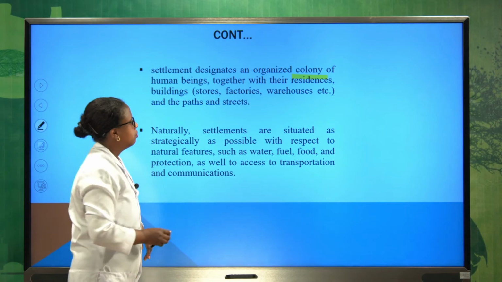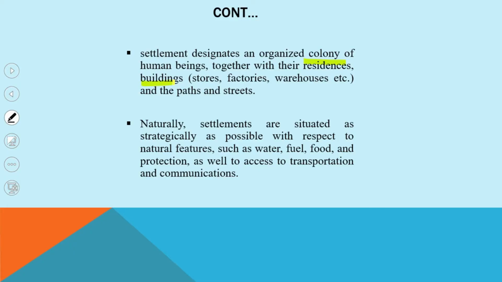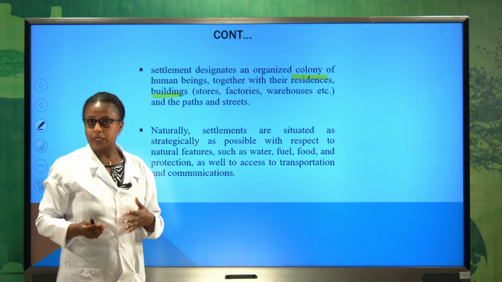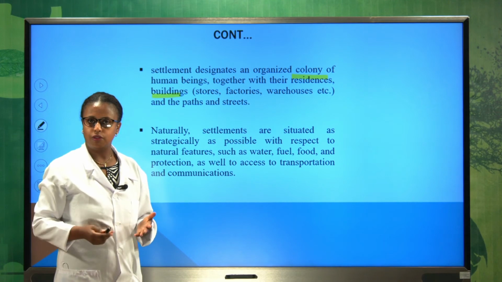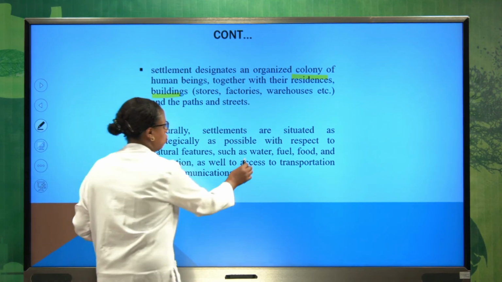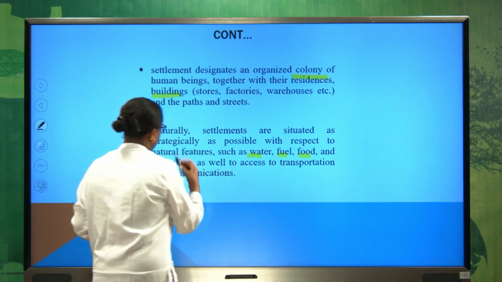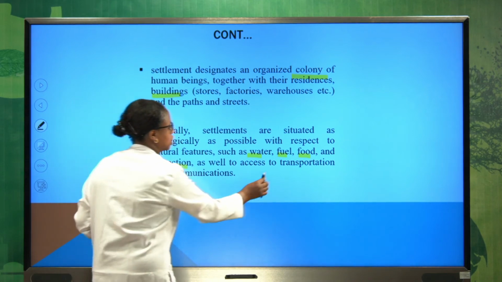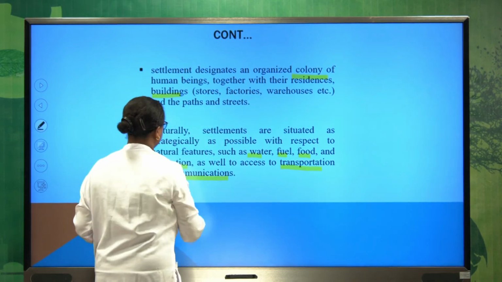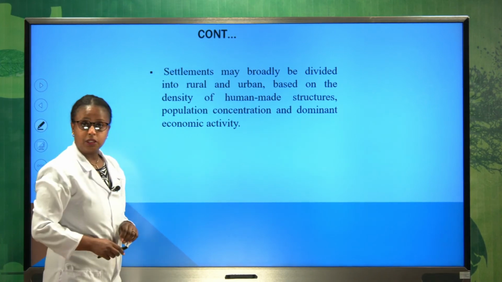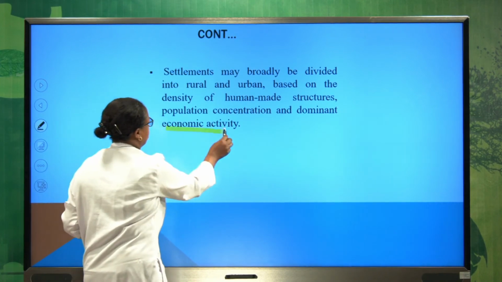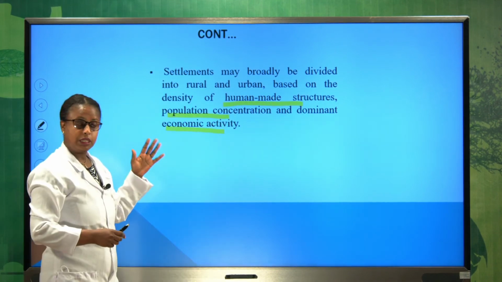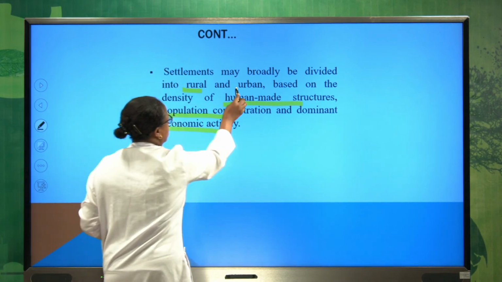But all of them share common things because they are an organized colony of human beings, together with their buildings, paths, and streets around this colony. Most of the time, settlements are confined to the presence of natural features such as water, fuel, food, and protection, including other services like transportation and communication. Based on their economic activity, population size, and density of human-made structures, settlements are divided into urban and rural settlements.